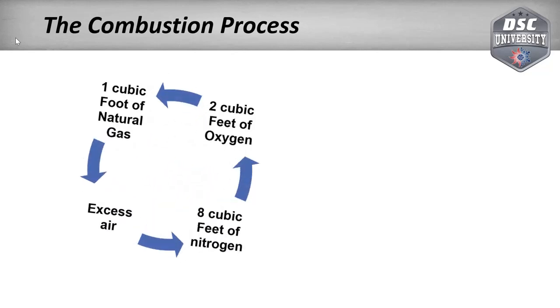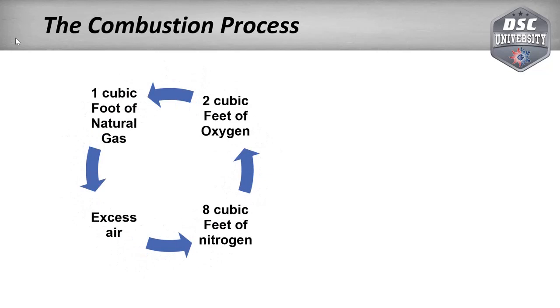So here's the combustion process. We start out with a cubic foot of natural gas, which is equivalent to 1,000 BTUs. We add excess air, 8 cubic feet of nitrogen, and 2 cubic feet of oxygen, in order to achieve complete combustion. That's the recipe that we need. For every cubic foot of gas, we need 2 cubic feet of oxygen, 8 cubic feet of nitrogen, and then they just say excess air, so that you've got more air than you need, and then the rest of it can be expelled on through the system.